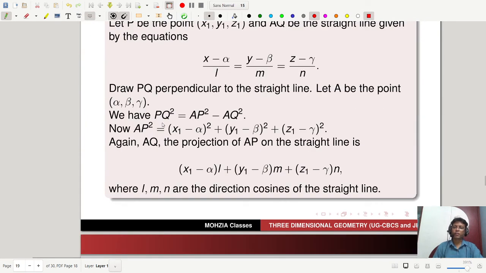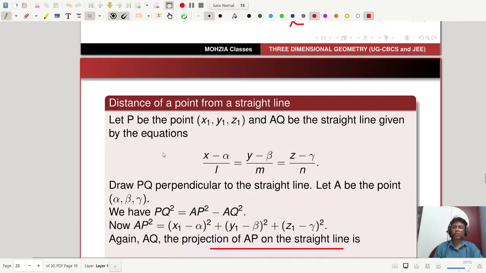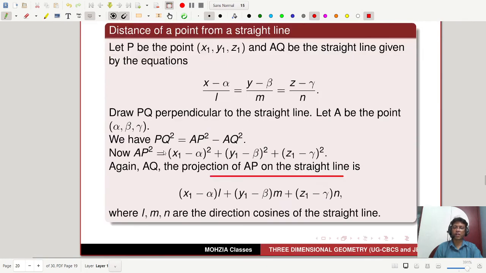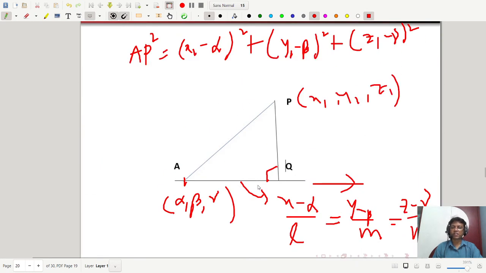So if I write, then what is the projection of AP? What is the projection AQ? The AP vector is given by x1 minus alpha, y1 minus beta, z1 minus gamma. And l, m, n is the direction vector of AQ. So its projection in that direction will be the dot product of AP with this direction vector.